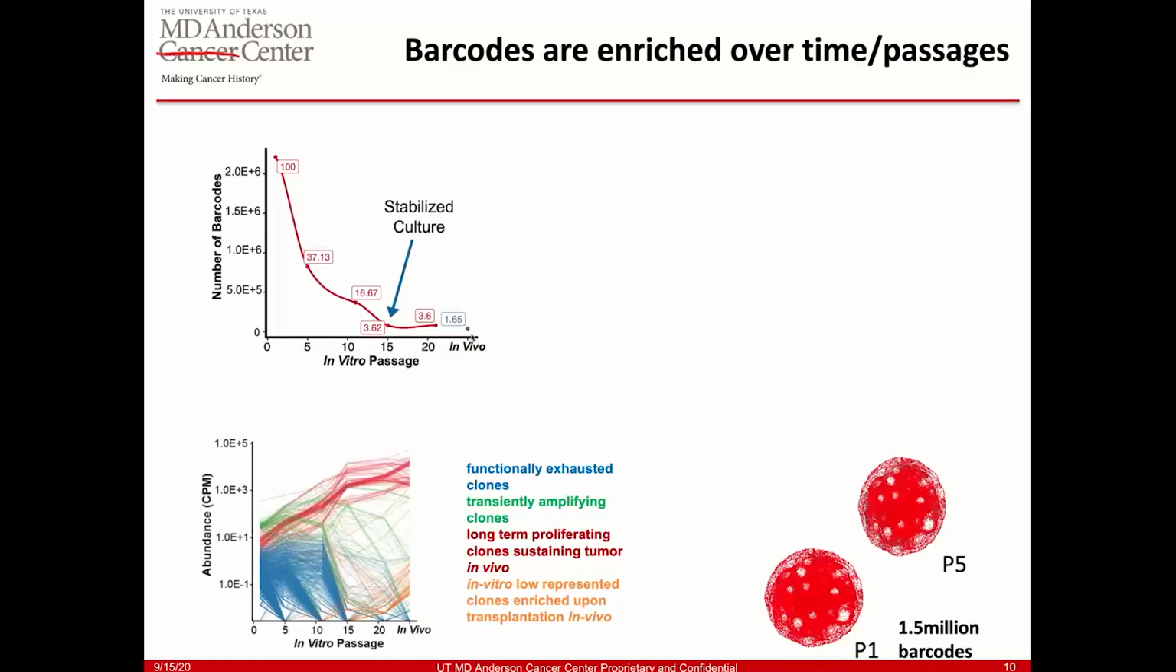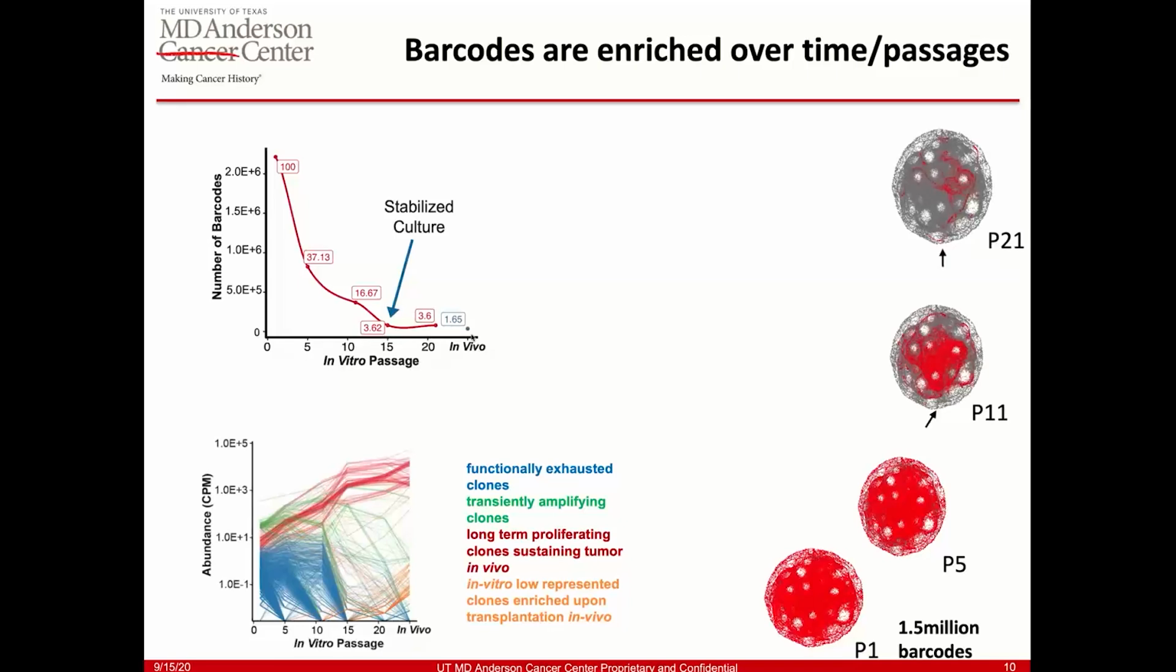Now, this is another representation of the same dynamics. What I've done is represented 1.5 million barcodes and removed some of the ones which had very low numbers, and then we are following them across passages. Red just signifies that the barcodes are present, and gray signifies that the barcodes are not present. By passage 5, passage 11, we can see that there is a significant proportion of barcodes which have exhausted themselves. And then finally, after transplantation, we create the clonal replica 1. And you see only a fraction of barcodes represented in red are present.